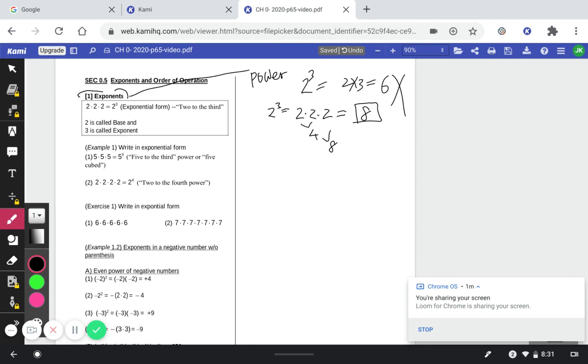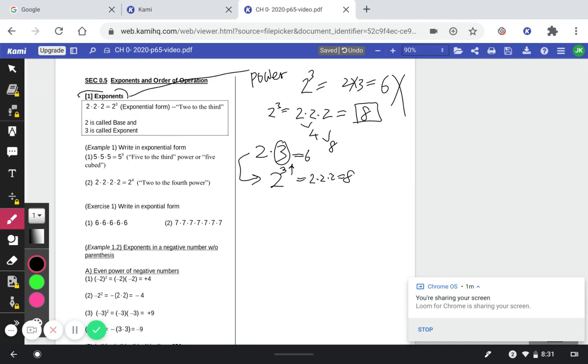Now notice that we do not have 2 times 3. Instead, we have 2 to the third power. The location is a little bit up and the number is a little smaller to represent the exponent. So 2 times 3 is 6, but 2 to the third power becomes 2 times 2 times 2, which is 8. So third power means you are multiplying itself, which is 2 in this case, 3 times.